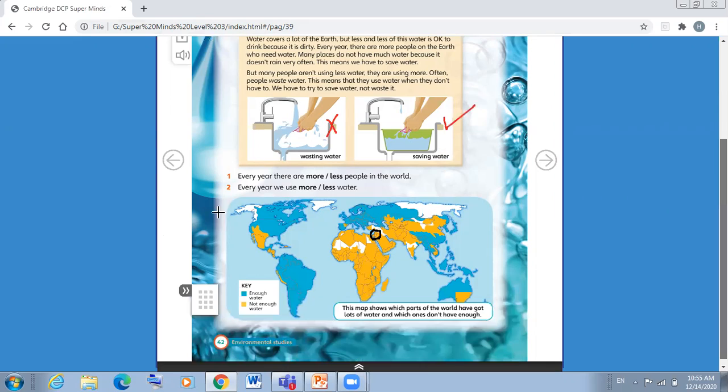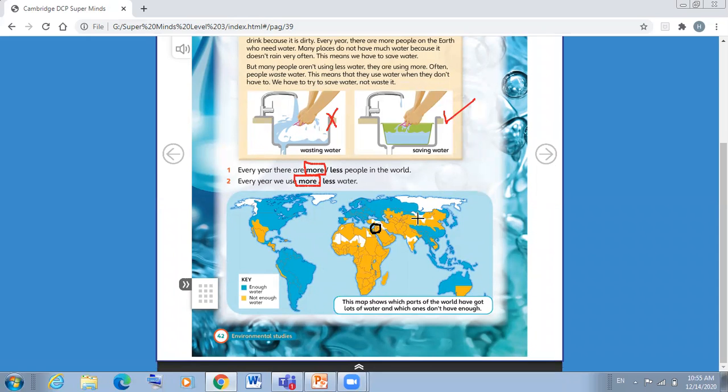Okay, here we have to circle the correct answer. Every year there are more or less people. These two words, more and less, have opposite meanings. So every year there are more or less people in the world? Excellent. We have more people in the world. So because we have more people in the world, every year do we use more or less water? Excellent. We use more water. Okay.